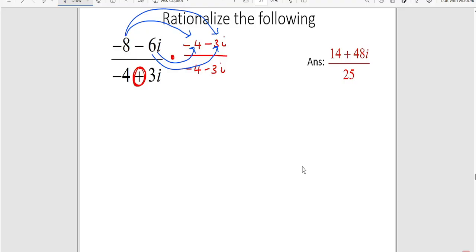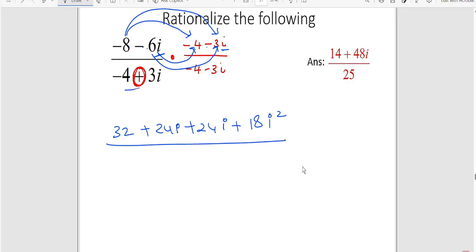So yeah, let's do this. First we do 8 times 4. Negative times negative becomes positive, which gives me 32. Then 8 times 3, this is again positive, so 24i. Then I do 6 times 4, which is again positive, 24i. Then 6 times 3, 18 i square. There are two i, so we'll get i square.